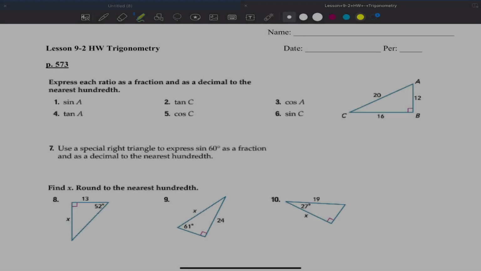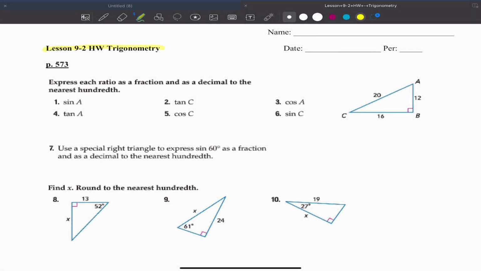Alrighty, lesson 9-2 homework, trigonometry. It says express each ratio as a fraction and as a decimal to the nearest hundredth. So you're going to express each ratio as a fraction and also as a decimal to the nearest hundredth. So let's go ahead and take a look at number 1.